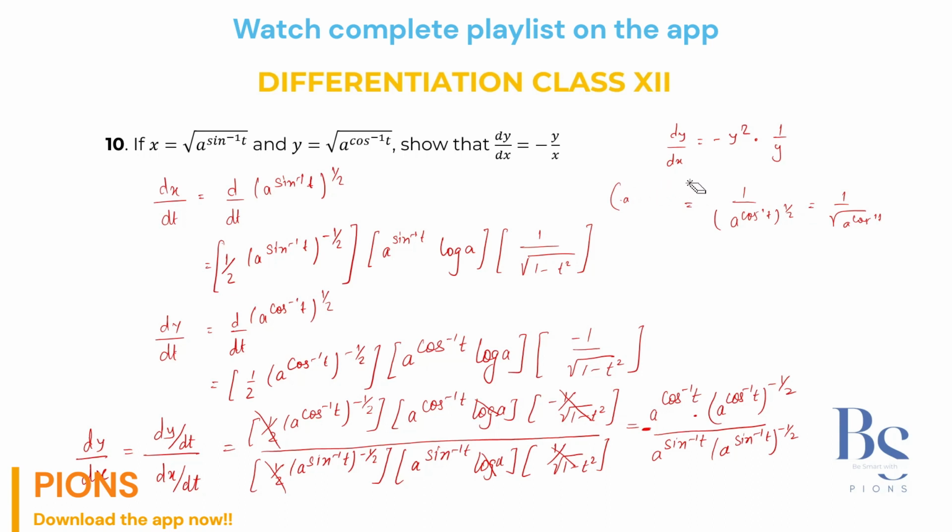Okay. So let's remove this. So we got y. We will make use of the same thing in case of x also, whole divided by a raised to sine inverse t, x square into 1 upon x. So this will be y square, and y cancels, minus y upon x. That is dy by dx. This is our question number 10. Let's move to the 11th one now.